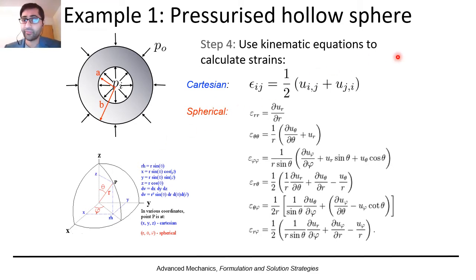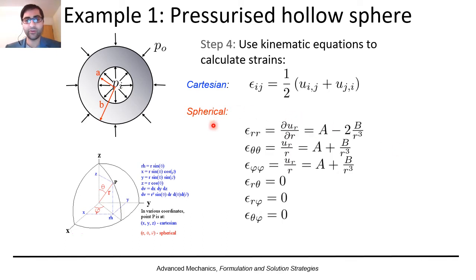The fourth step is using kinematic equations to calculate strains based on displacement. We've already calculated the displacement, and we know the spherical coordinate representation of the kinematic equations. Again, we benefit from spherical symmetry to get rid of all the partial derivatives with respect to theta and phi. So all of these terms cancel out.